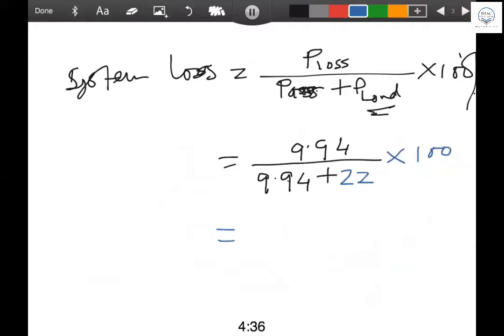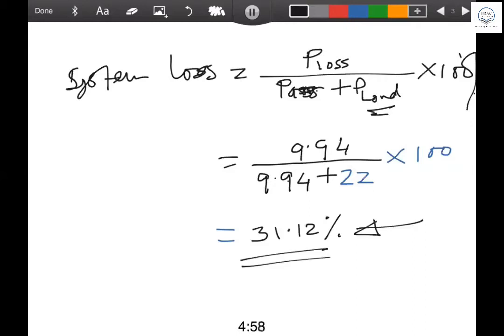What is the answer? Now you, Muntasir. I think it's new to everybody. You just do the calculation and tell me what is the answer. 31.12. Good, 31.12%. Everybody, please keep your calculator ready. This is the system loss in this case. So now you understand how to find it.